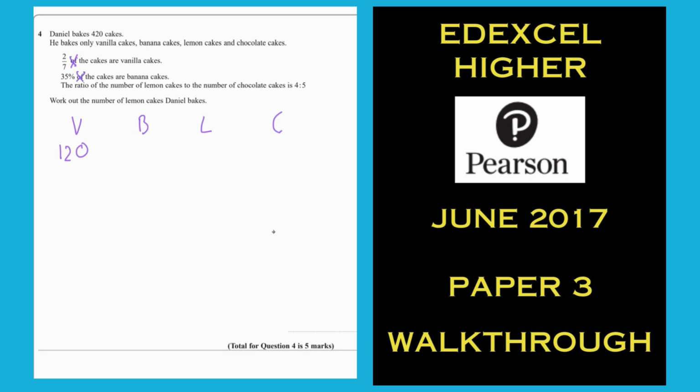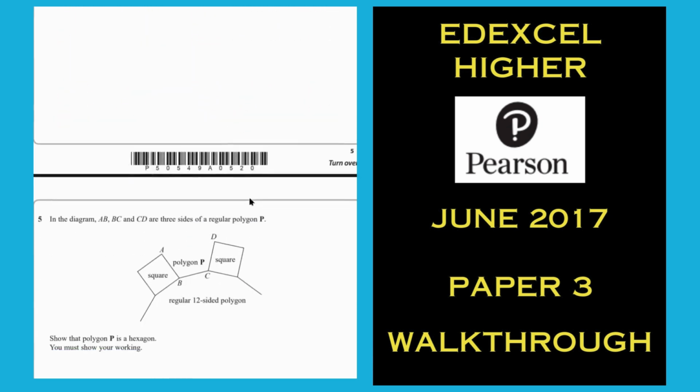35% of means times, percent means out of 100. 420 times that means there are 147 B cakes. So how many L and C are there? 420 minus 120 minus 147. There's 153 of the other kind, which are in the ratio of 4 to 5. Work out the number of lemon cakes. Well, L is 4 out of 9 of the other 153 cakes. And there we go. It turns out quite simple, but boy, do they try to overcomplicate.